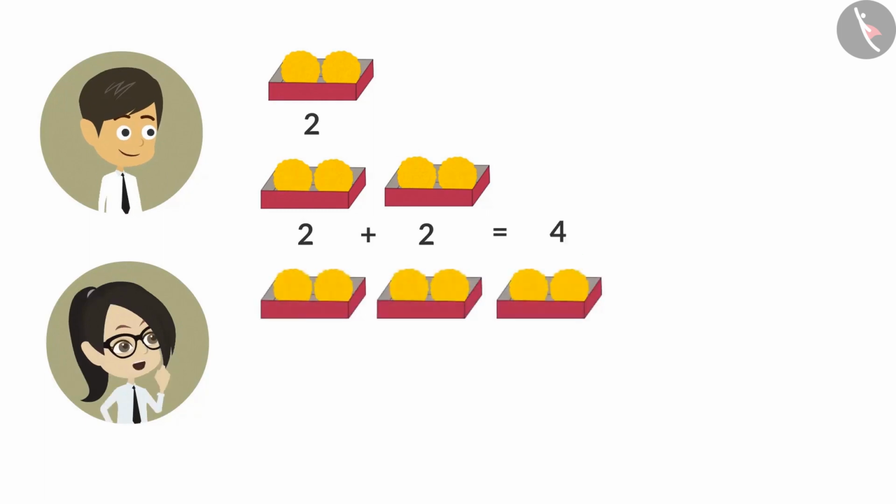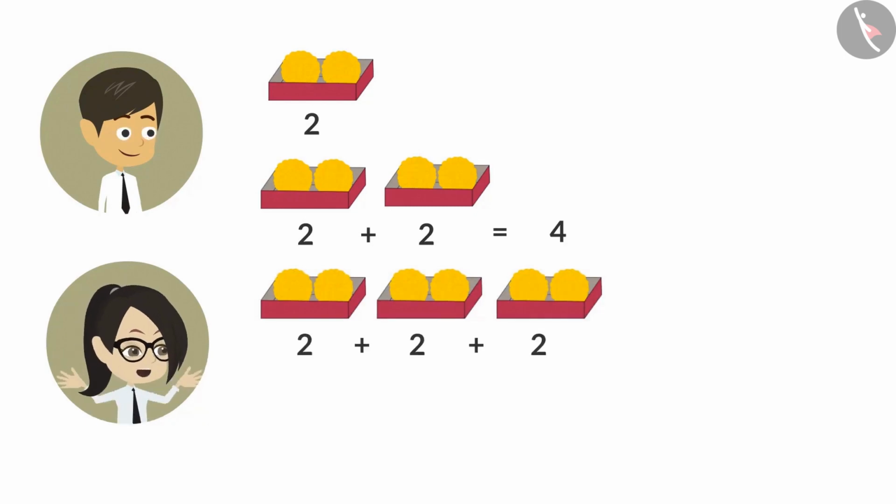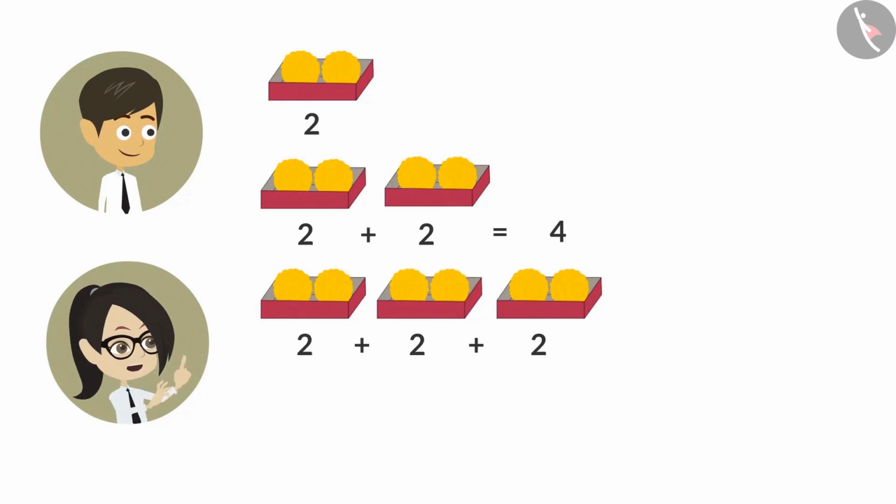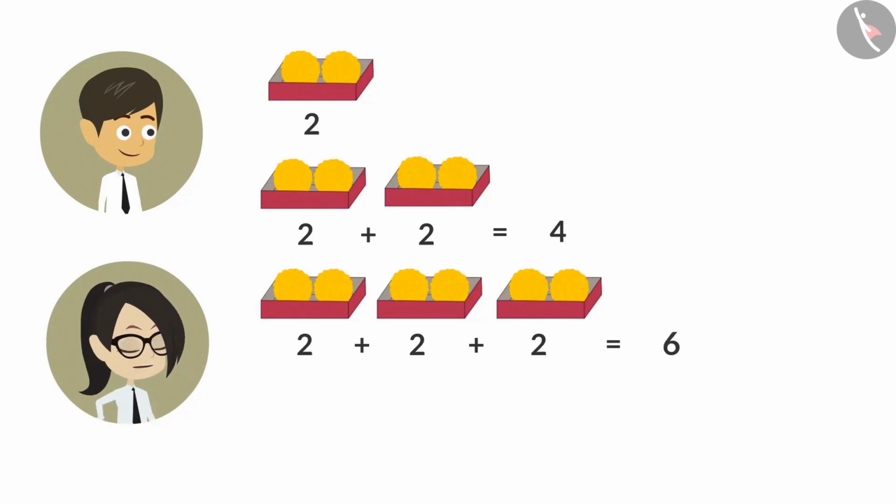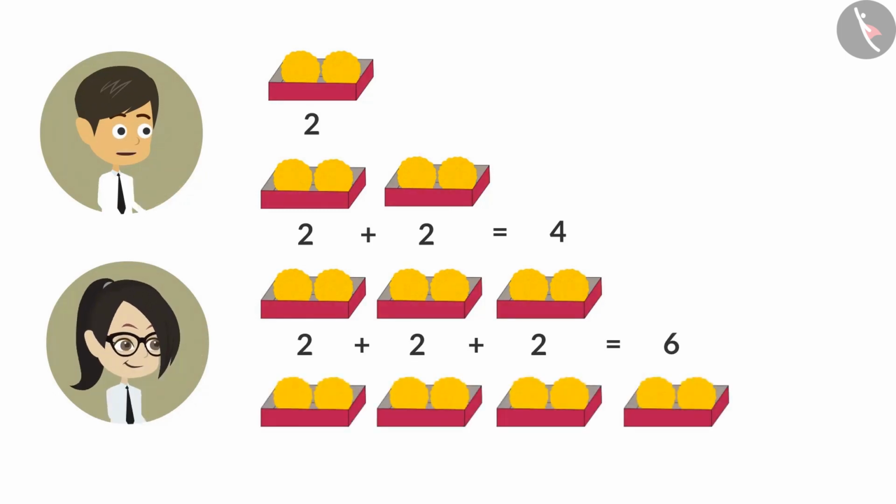To know how many laddus are there in 3 boxes, we have to add 2 three times. After adding 2 three times, the answer we get is 6. To know the number of laddus in 4 boxes, we have to add 2 four times. After adding 2 four times, the answer is 8.